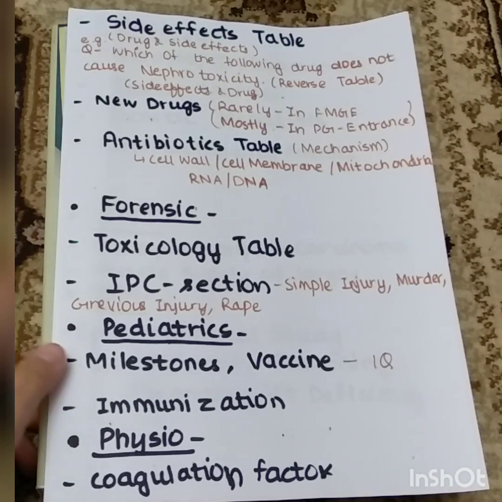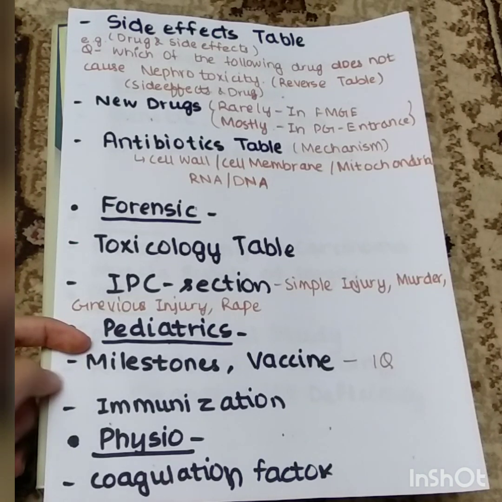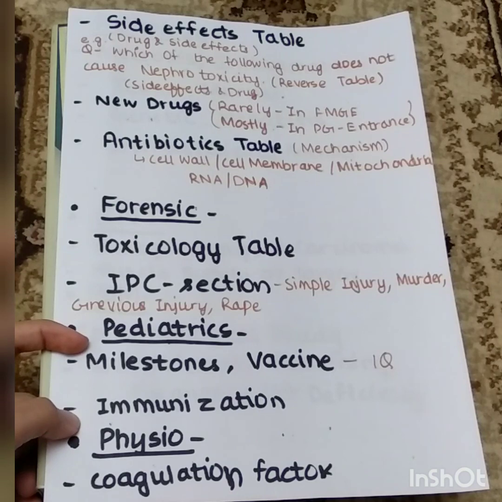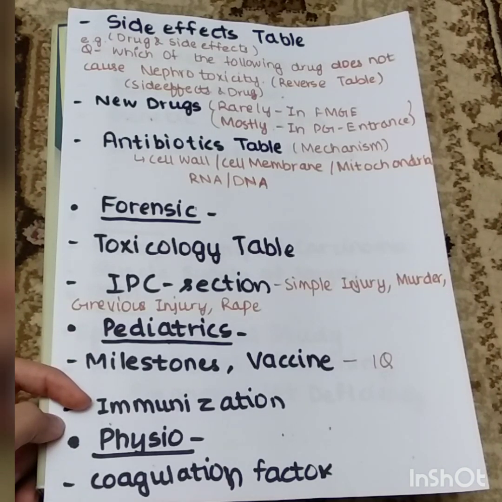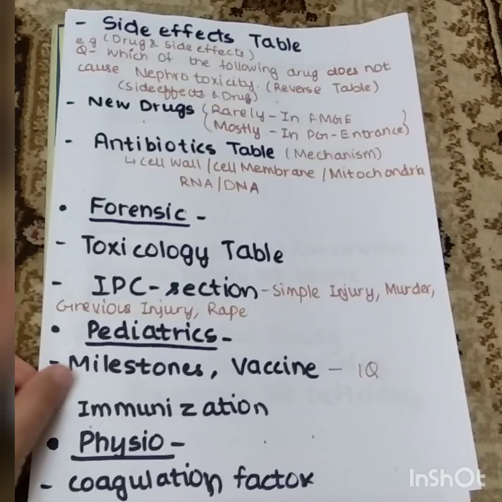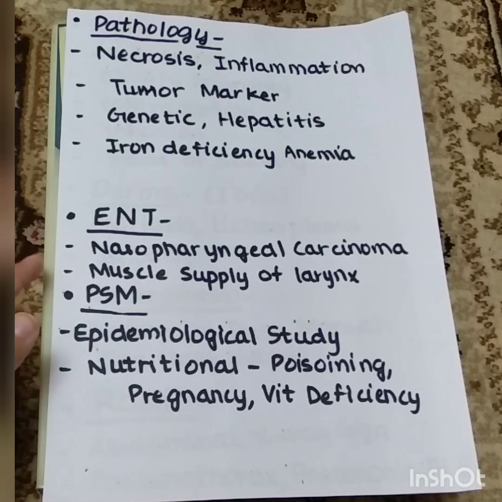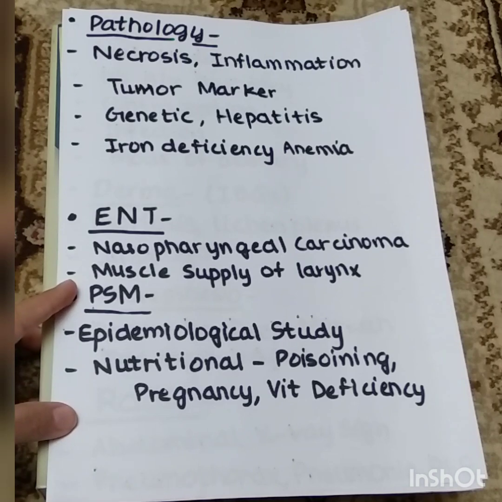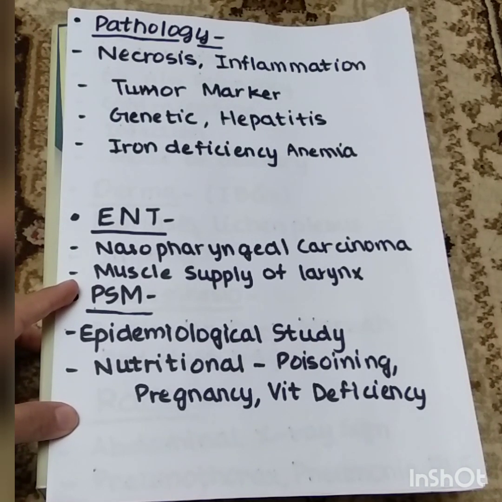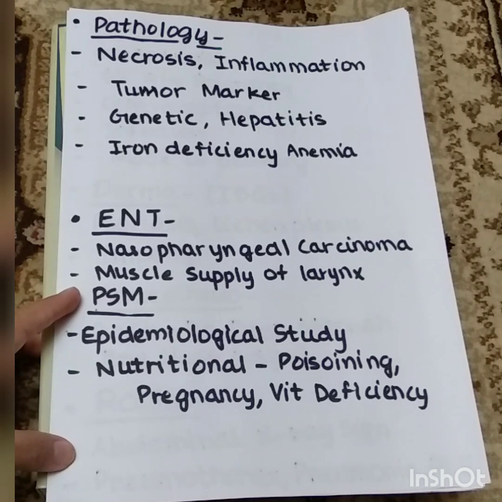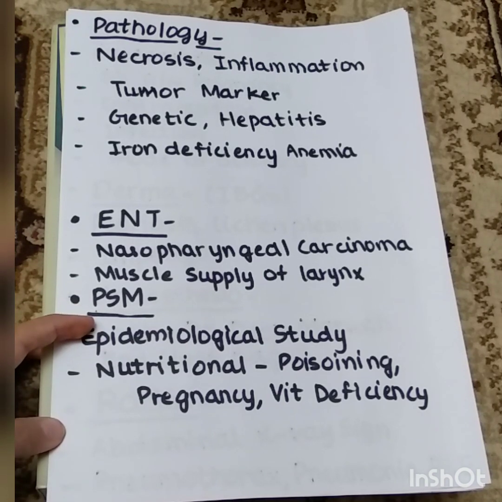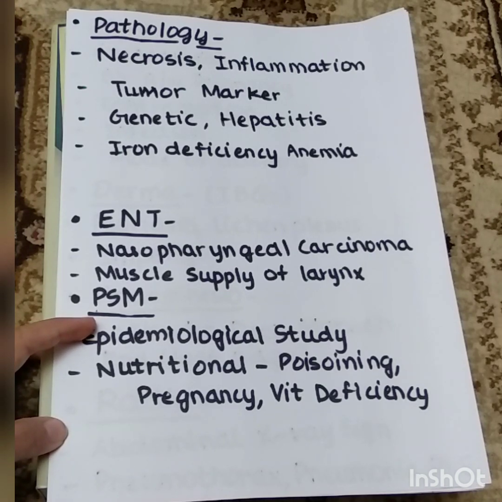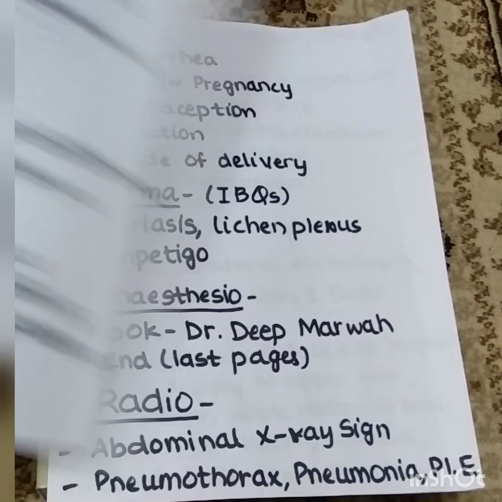Next subject is pediatrics. In pediatrics, milestones tables, vaccination, immunization. Next subject is physiology, coagulation factors. In pathology also important topics: necrosis, inflammation, tumor markers, genetic hepatitis, iron deficiency anemia. And in ENT, nasopharyngeal carcinoma, muscle supply of larynx. PSM: epidemiological study, nutritional poisoning, pregnancy, vitamin deficiency tables.